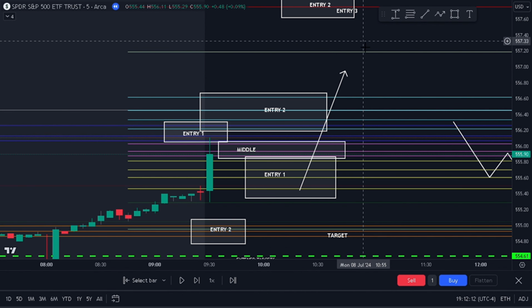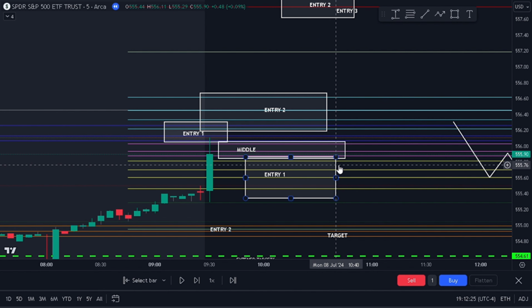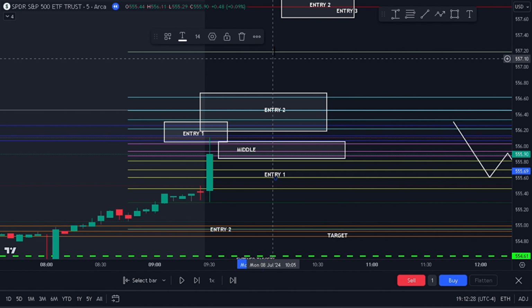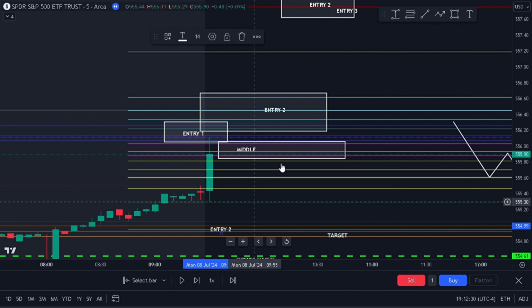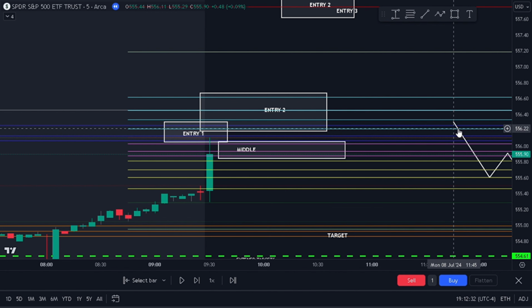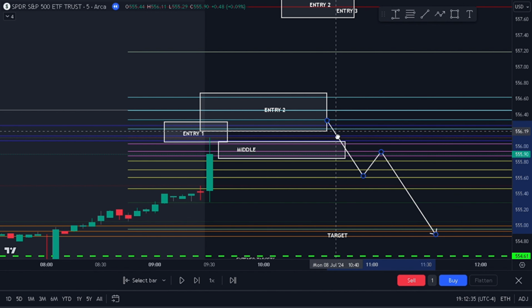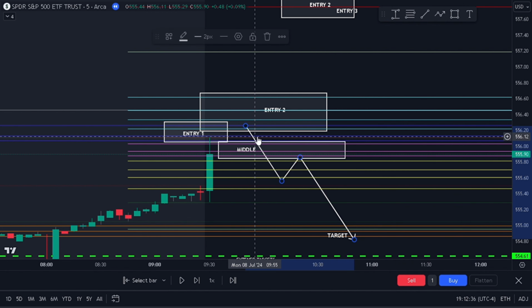Anything under the pink is calls. So entry 1 calls up, entry 2 calls up. Now, the direction is for the downside. So that means we're only looking at puts. Okay. And remember, we have extended target here as well. So trim 80% at target, leave some runners for the extended. Let's begin.